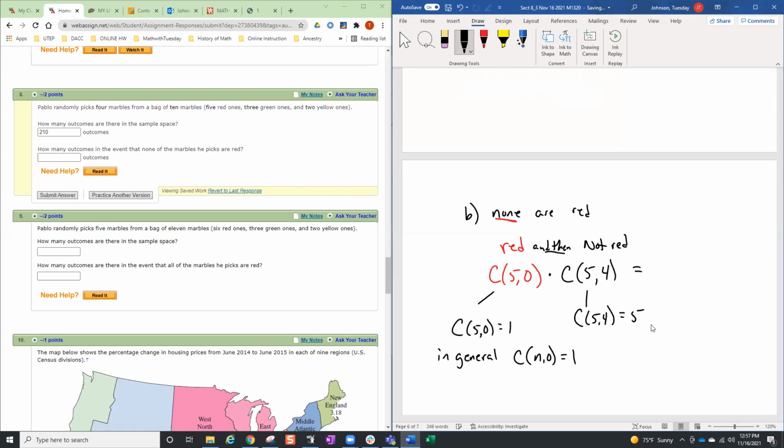This one, it turns out, is equal to 5. Because really, anytime you get C of n comma n minus 1, whether you're choosing 1 or all except 1, you just get that number back. So this turns out to be 1 times 5, which is 5.